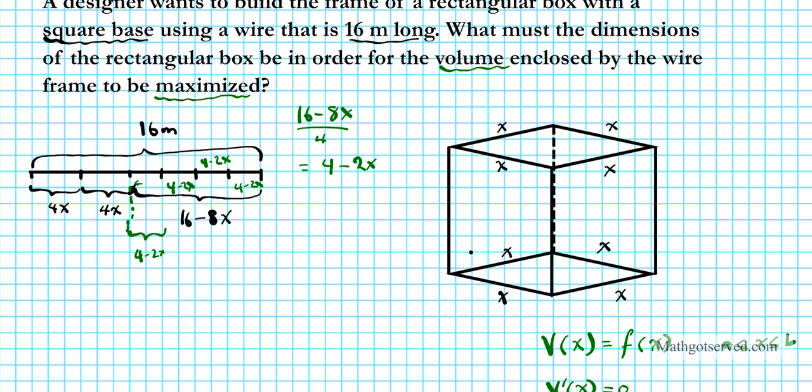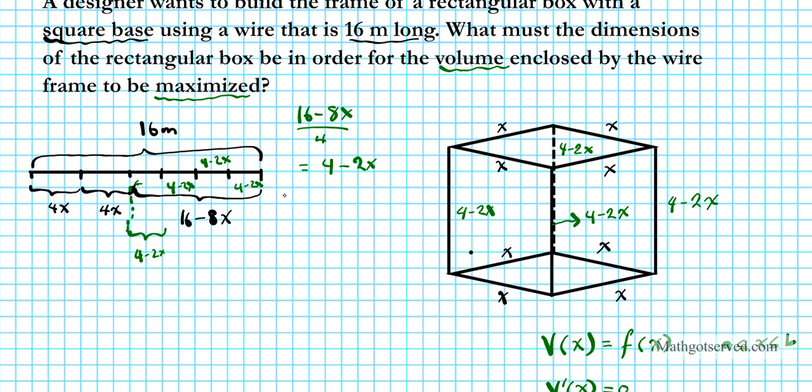Okay, what is the significance of that? Well, that's the vertical component of our rectangular box, right? So this side length right here is 4 minus 2x. And this is 4 minus 2x. The back there is 4 minus 2x. And then the front right here is 4 minus 2x. And if you add everything together, you're going to end up with 16.